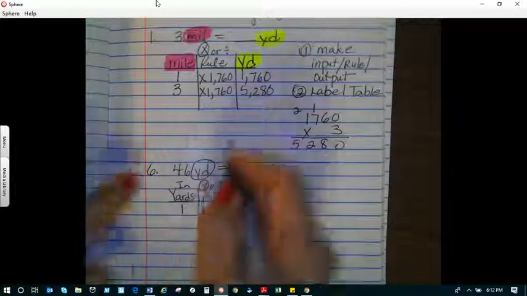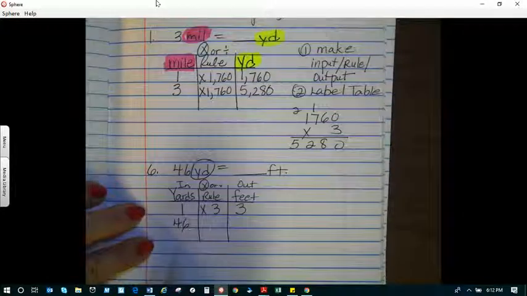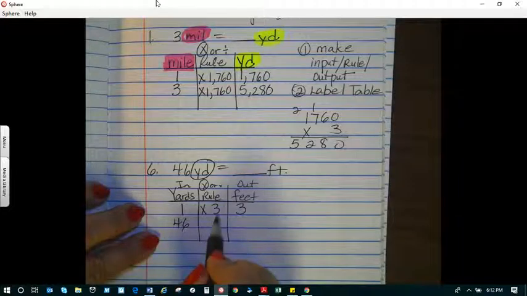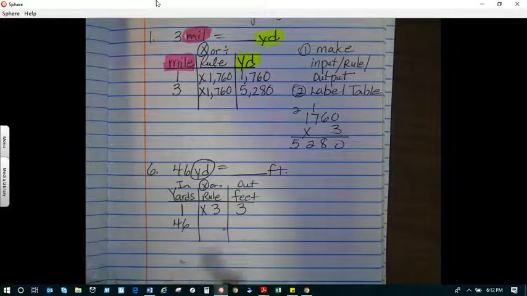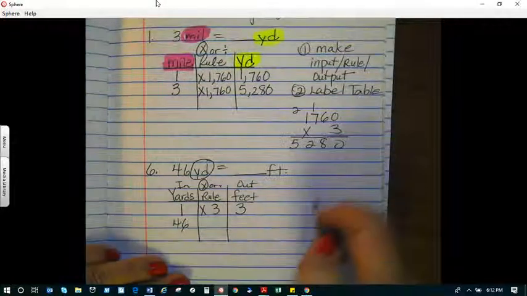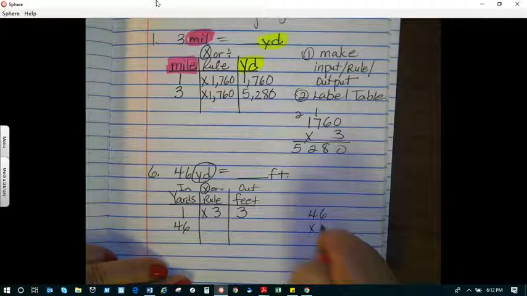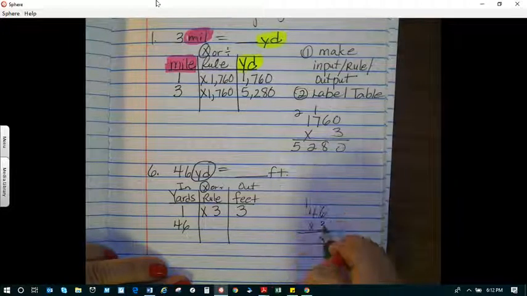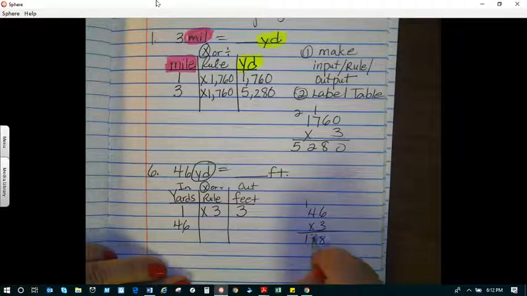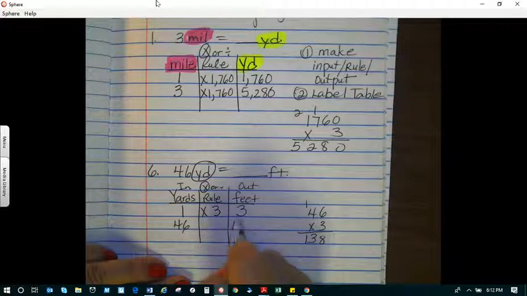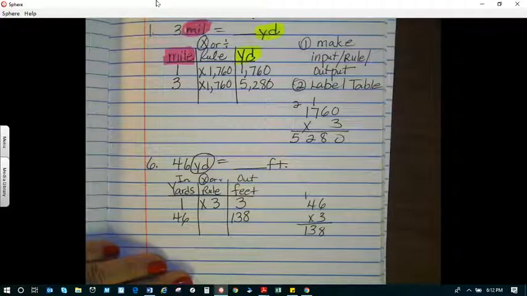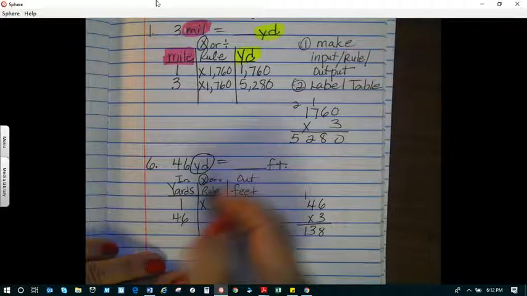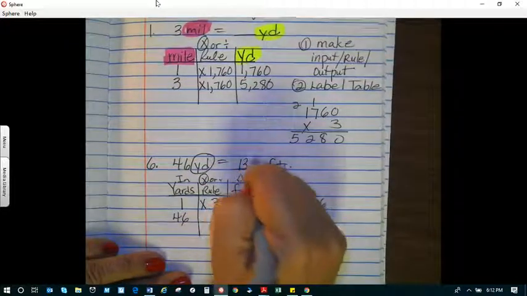If I end up having 46 yards, then if I multiply that by 3, so if the input is 46, the output would be, so let's multiply that by 3. 3 times 6 is 18. Carry my 1. 4 times 3 is 12 plus 1 is 13. Well, look at that. That's going to be equivalent to 138 feet. So now I know that 46 yards is equal to 138 feet.